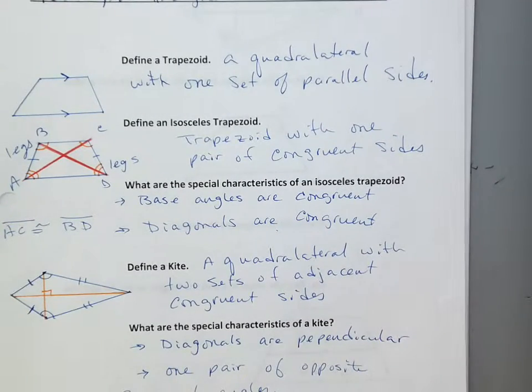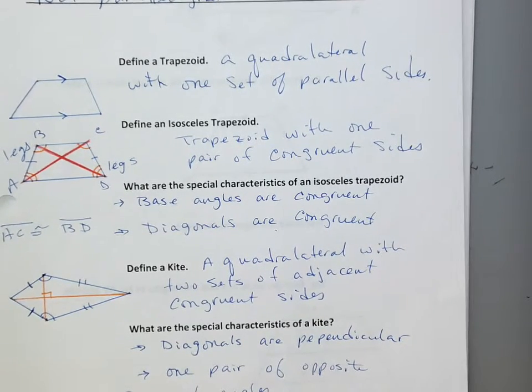Now, are these two figures parallel? No. Trapezoid is not a parallelogram. They are not. There's no parallel sides. Well, I take that back. There is one set of parallel sides, but not two. So it's not a parallelogram at all. That's what makes these things so special, okay?